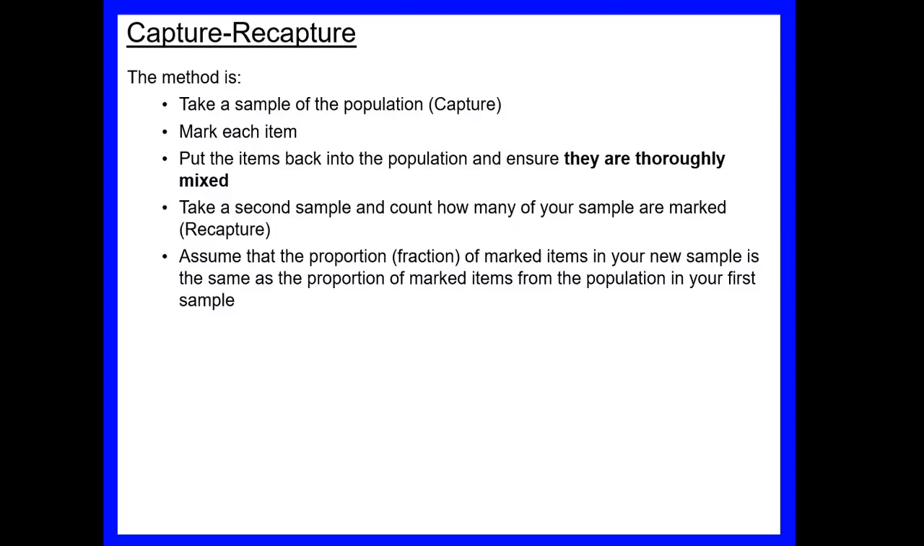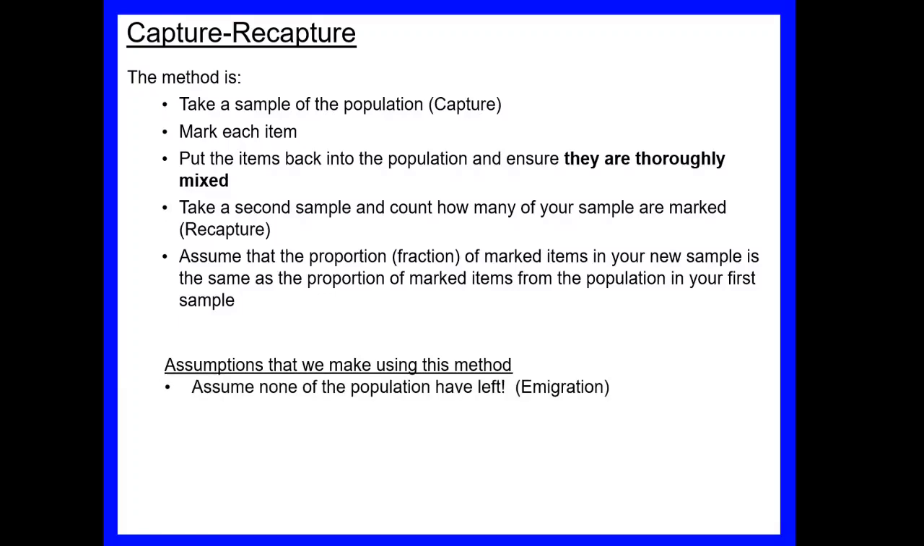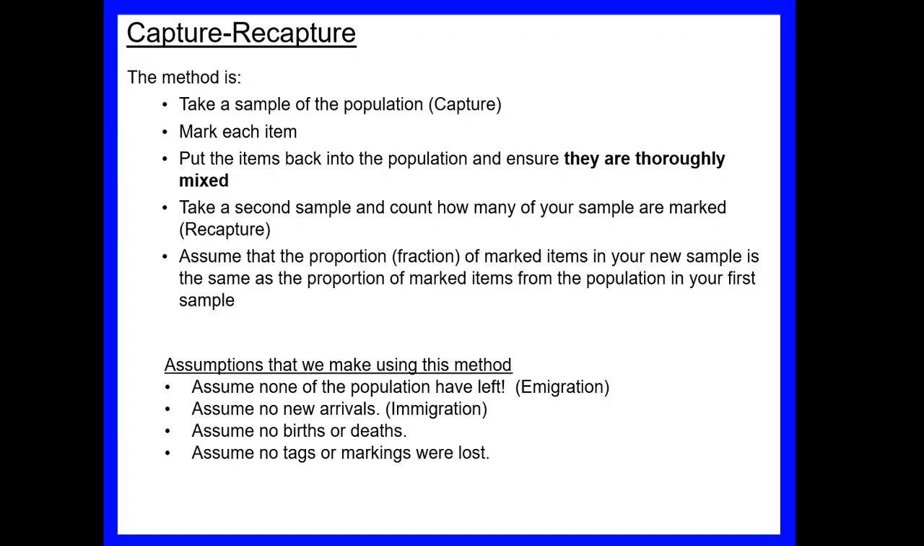Now, having said that, we're making some assumptions as we go. So, important assumptions that we've made using this method. We've assumed that none of the population has left, so nobody has left the group. We're assuming there are no new arrivals. We're also assuming there are no births or deaths. So the group size is essentially the same as it was at the beginning. And we've assumed that none of the tags or markings that we've used have been lost, so they've not fallen off or washed off in any way.